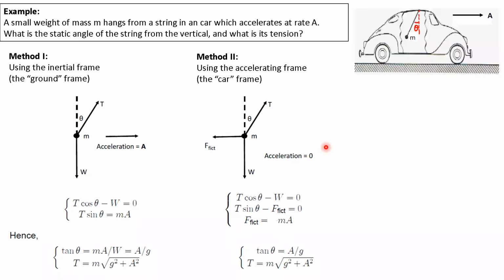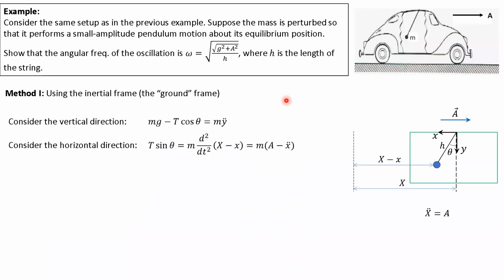Of course, you might ask, okay, I can do it both ways. How is this more convenient than this? How does it really help us? Let's look at the next example. Then it might be more clear how using the concept of fictitious force might give us convenience in some problems.